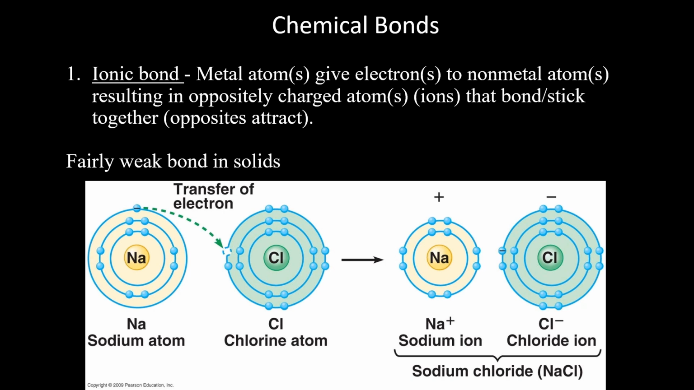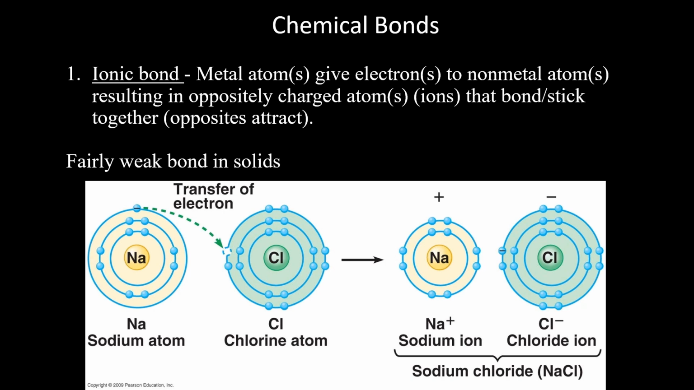Chlorine has accepted that electron and taken on a negative charge. It's our anion, and thus opposites attract, and so we make a salt mineral that we call halite from sodium and chlorine bonding, NaCl. Now this mineral isn't very strong. This is a fairly weak bond, and how do we know that?